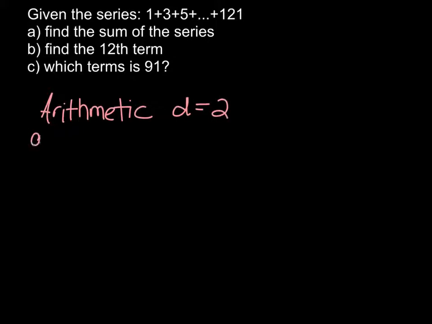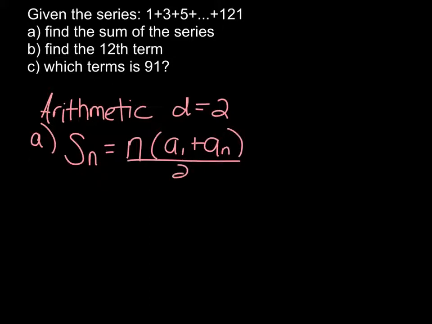Part A asks us to find the sum of the series. Well, in order to find the sum of the series, we need to use the formula for an arithmetic series, which we need to have memorized. The sum of however many terms is the number of terms times the first term plus the last term, all divided by 2. Well, in this case, we know the first term is 1. We know the last term is 121, but we don't know the n value. We don't know how many terms there are because we don't know how many they skipped. So we need to find out what number term this is. So the n value is what for 121?